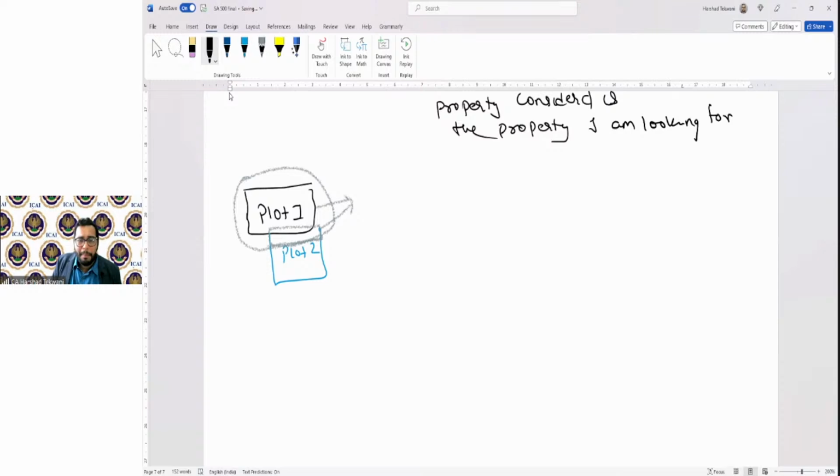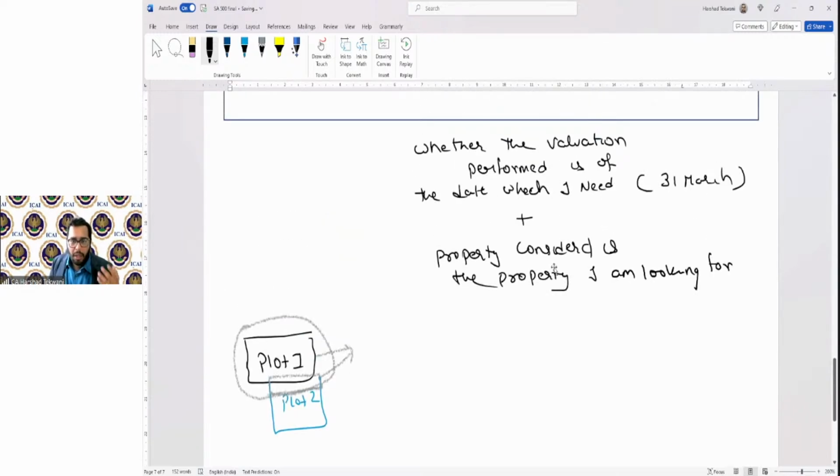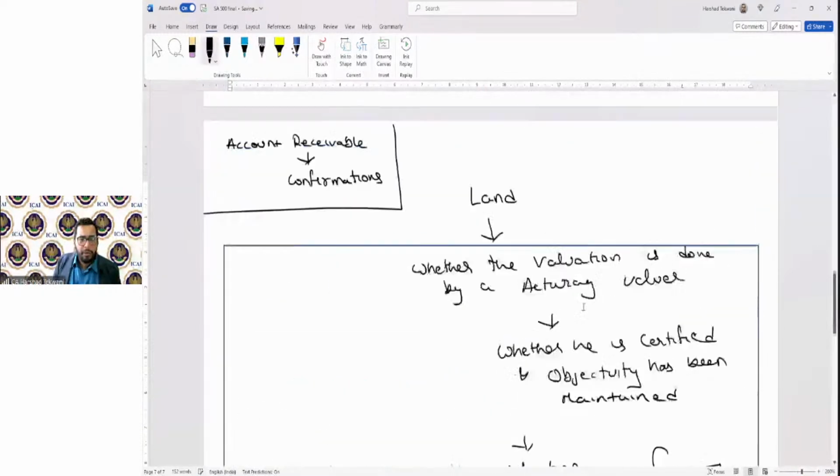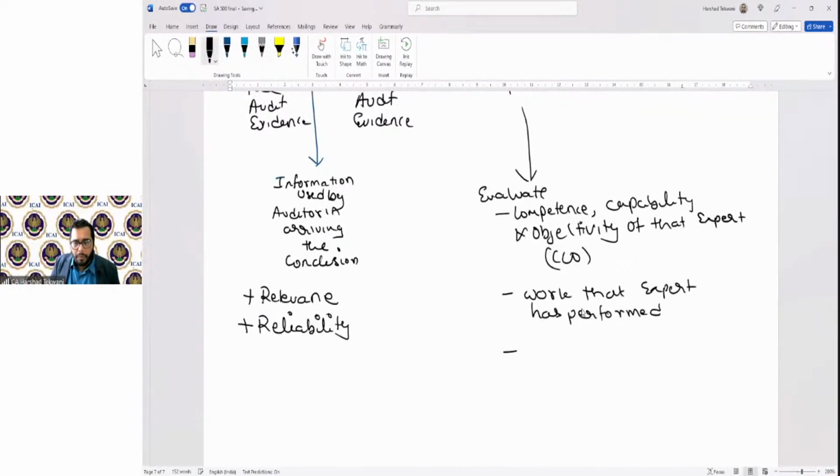As a result, this might not be relevant, because for me the asset, the land, is only plot 1. So how relevant the valuation is as audit evidence is very important. So this talks about the relevance. The third point is to evaluate the appropriateness of that expert's work.